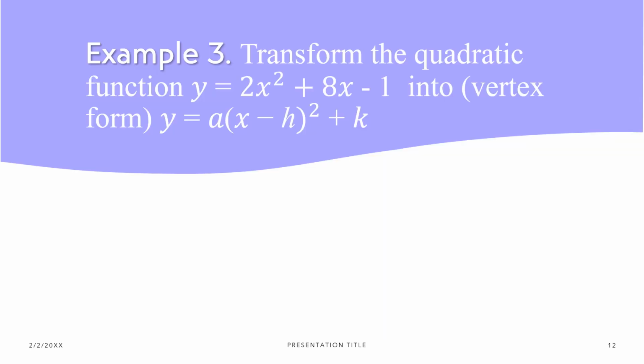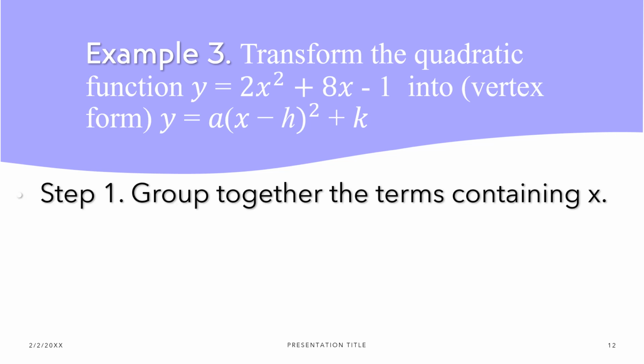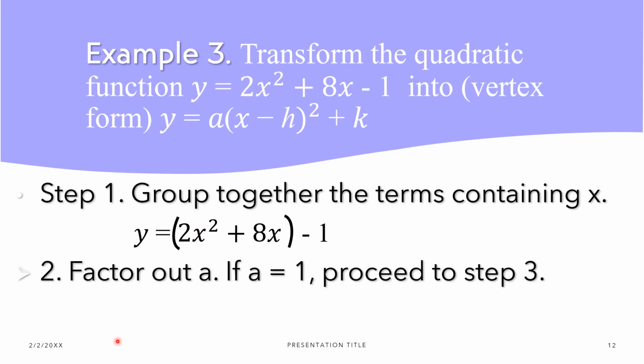Example 3. Transform the quadratic function y is equal to 2x squared plus 8x minus 1 into vertex form. Step 1, group together the terms containing x. So that is the given. So igugrupo lang po natin yung mayroon pong variable x. So itong dalawang ito. Let's put a parenthesis. Then let's proceed to step 2.